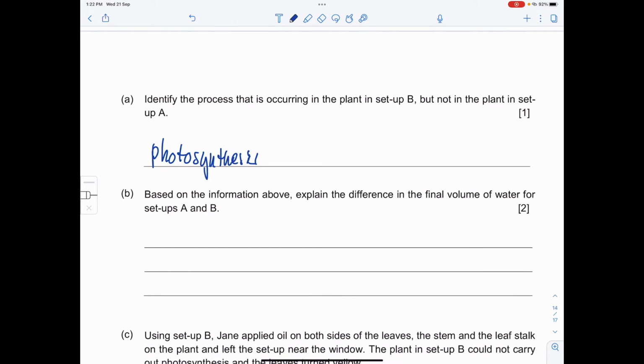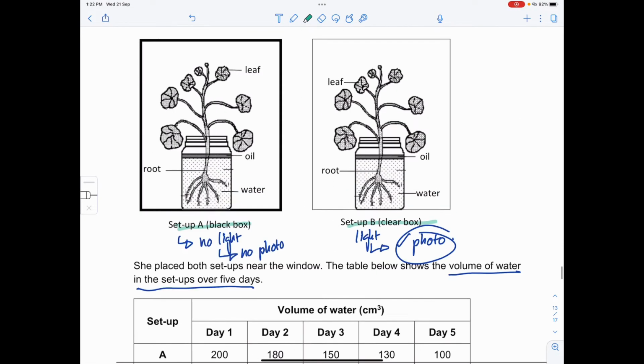Based on the information above, explain the difference in the final volume of water for setup A and setup B. So you have to state what is the difference in the sense that which is lower, which is higher, and then you also need to tell me what is the process that caused it to be different. So looking at this, the change variable was actually the lack of light. So you must tell me that.